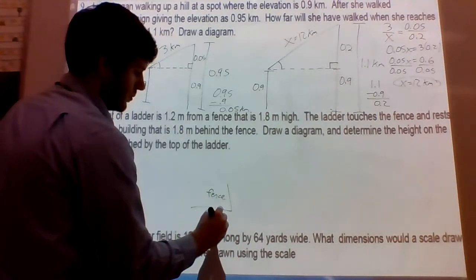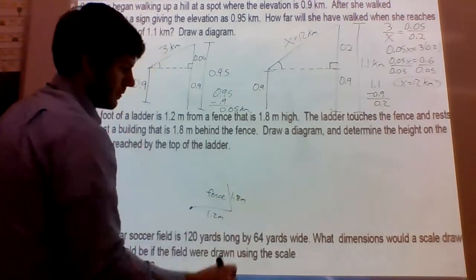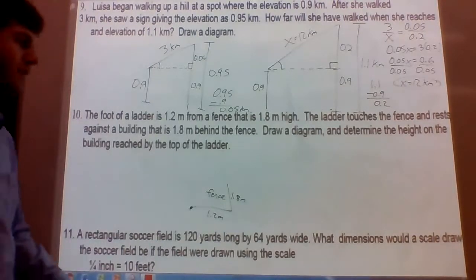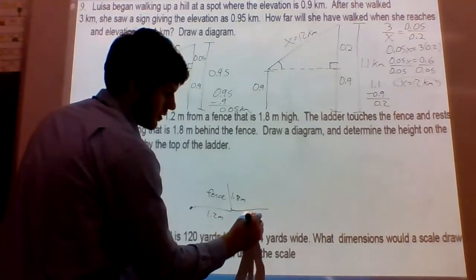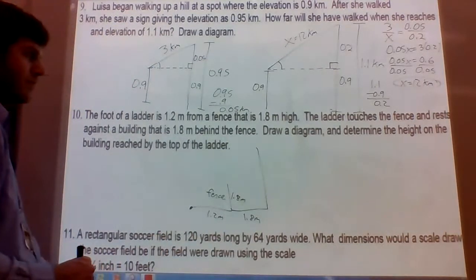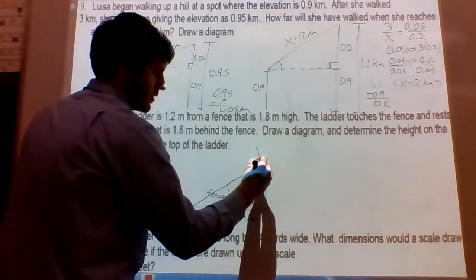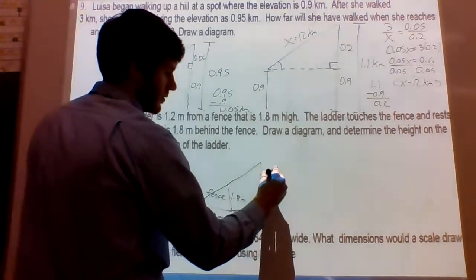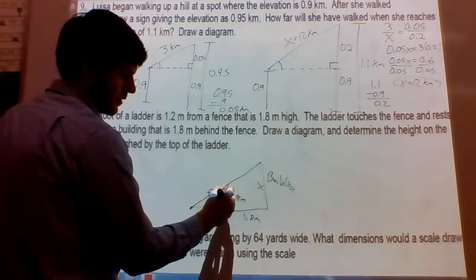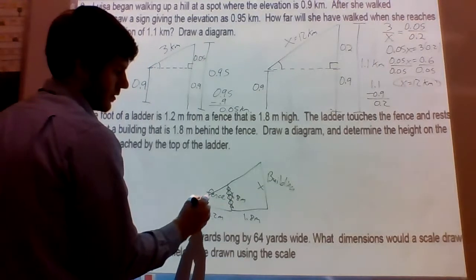Okay. 1.2 meters to the foot of the ladder, and our fence is 1.8 meters high. The ladder touches the fence and rests against a building that is 1.8 meters behind the fence. So on this side, we have 1.8 meters to a building. It says that the ladder touches the top of the fence, so it's going to be something like this. So here's our building, which is x meters high. Here's our fence. Okay, and this is our ladder.